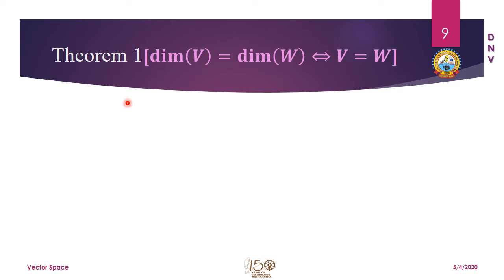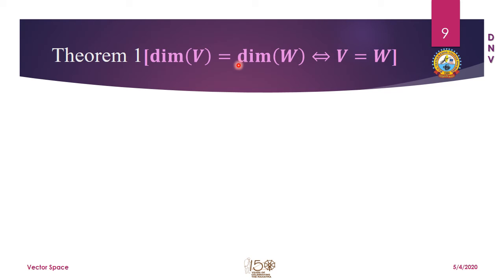Let us take the theorems based upon dimensions. This is theorem 1: if V is a vector space and W is a finite dimensional subspace of this vector space V, then dimension of V will be equal to dimension of W if and only if V equal to W. It means if dimension of V is equal to dimension of W, then the 2 spaces V and W will always be equal. On the contrary, if V is equal to W, then their dimensions will be the same.